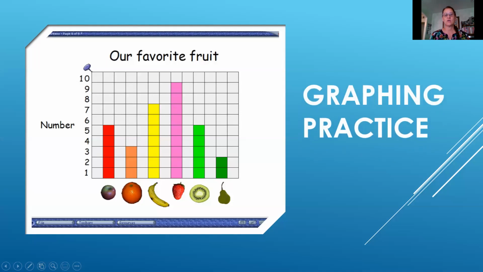Here's a graph that shows our favorite fruit. As you can see, the graphs will tell you a little bit about what is happening. This type of graph is a bar graph, and it tells you on the side the number, how many of each of the different types of fruit there are. And then there's a line that's colored in that shows exactly how many for each one. For example, the pears have 2 boxes colored in, so that means there were 2 pears.